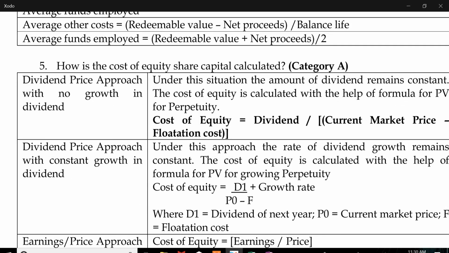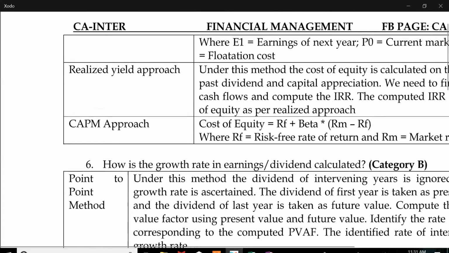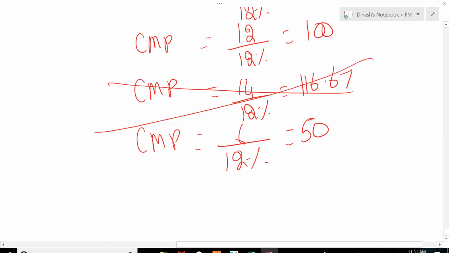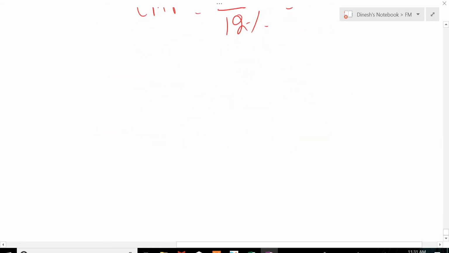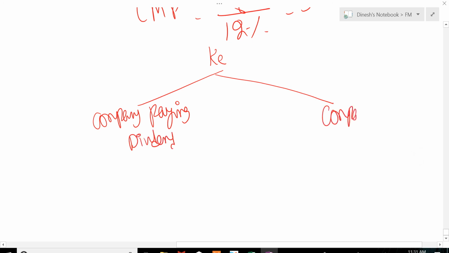Now, how is cost of equity share capital? There are multiple formulae. I'll explain whatever is the critical formula and then we straight away go to the problem. Now, there will be broad scenarios. You may note it down later on. Cost of equity, two broad scenarios: company paying dividend, company not paying dividend.